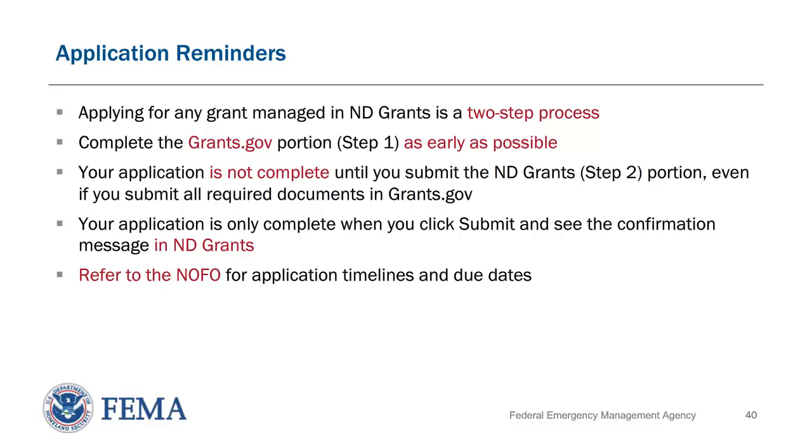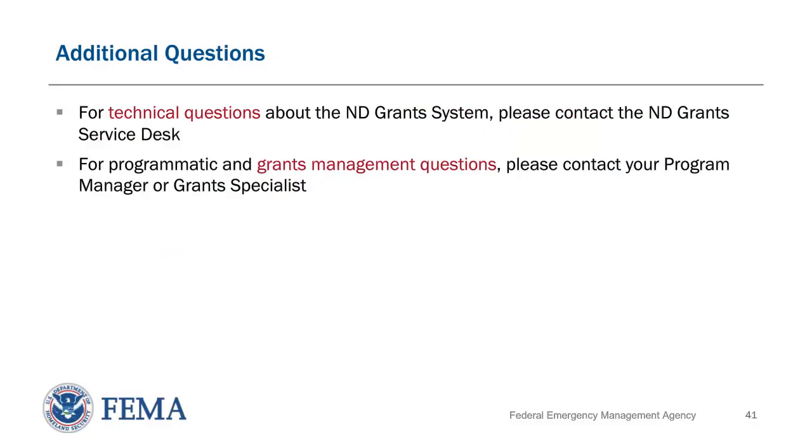As a reminder, applying for any grant in ND Grants is a two-step process that begins in grants.gov and ends in ND Grants. Please complete the grants.gov portion as early as possible to ensure you have enough time to complete the ND Grants portion, which is Step 2. Your application is not complete until you click Submit and see a confirmation message in ND Grants, even if you submitted all required attachments in grants.gov. Refer to the NOFO for application timelines and due dates.